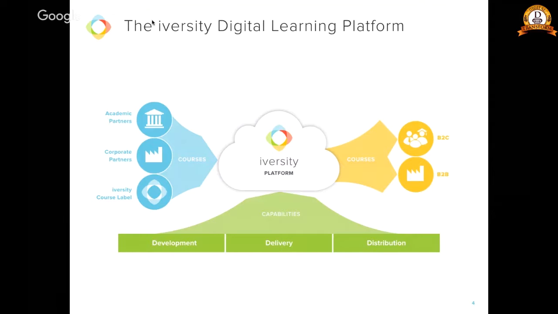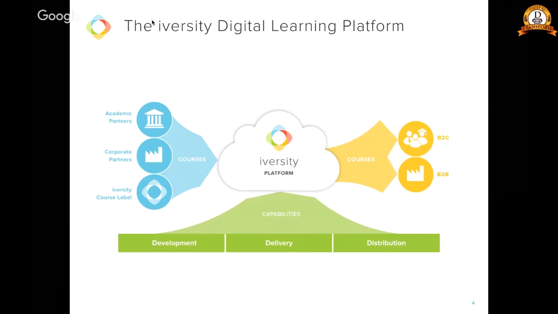The third part is distribution. That, as I said, we have over 800,000 users, over 1 million course enrollments. So there are a lot of people that we can reach through our platform. And then also, since last year, we've started selling our courses B2B. So we've built a business development team that actively approaches large corporates to buy these courses.